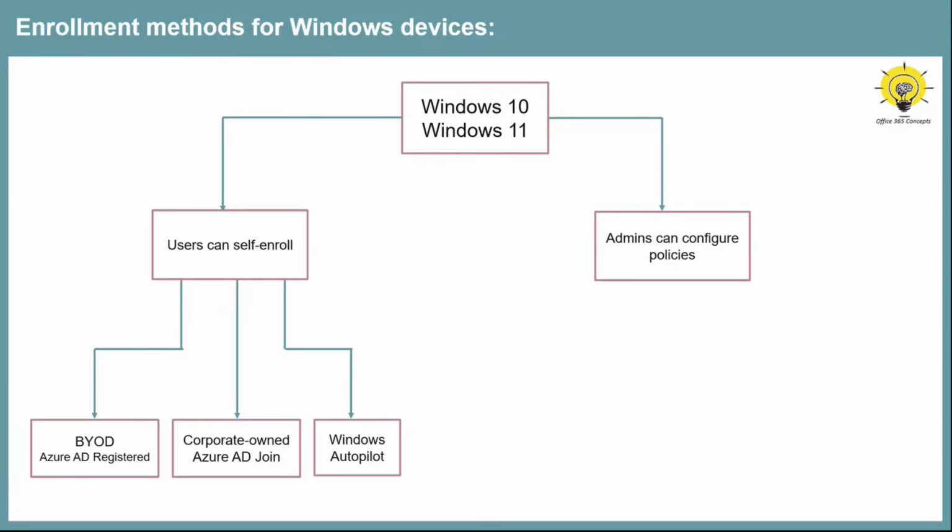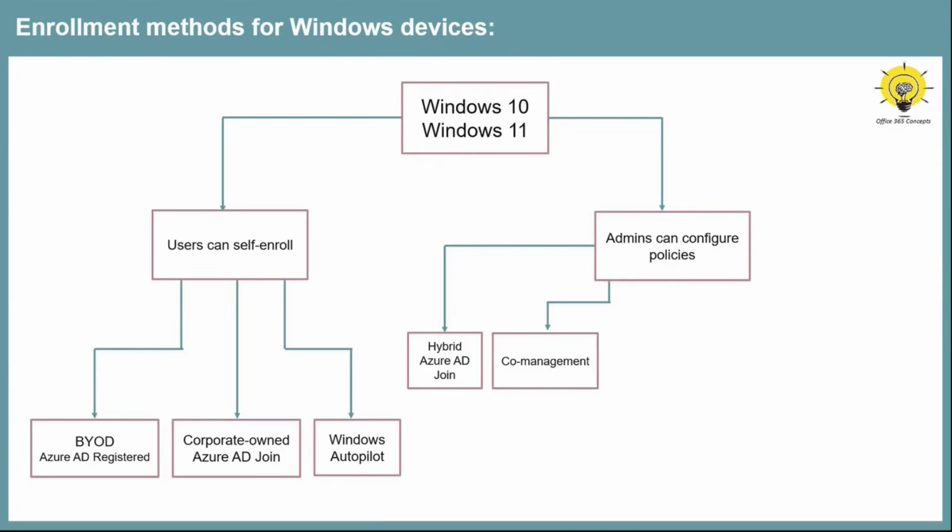Now, if we further break down administrator level enrollment, administrators can configure Active Directory group policy to automatically enroll hybrid Azure AD joined devices to Microsoft Intune. Co-management is a combination of on-premise configuration manager and Microsoft Intune. Co-management lets administrators enroll their existing devices to Microsoft Intune, those that are already being managed by configuration manager. So this way, administrators can take benefit of both Microsoft Intune and Configuration Manager.